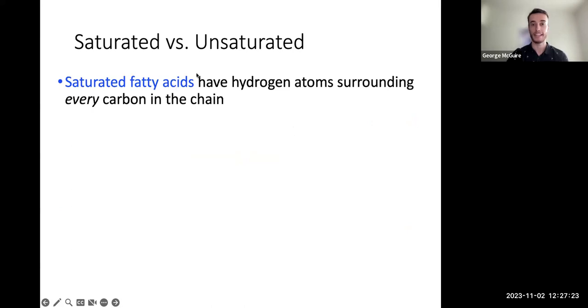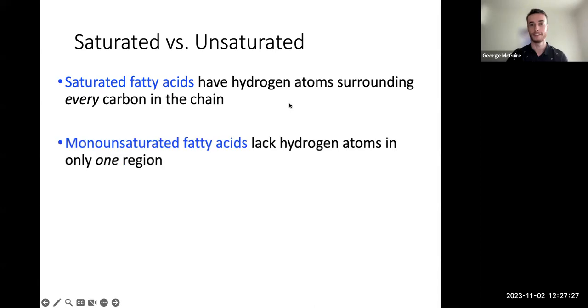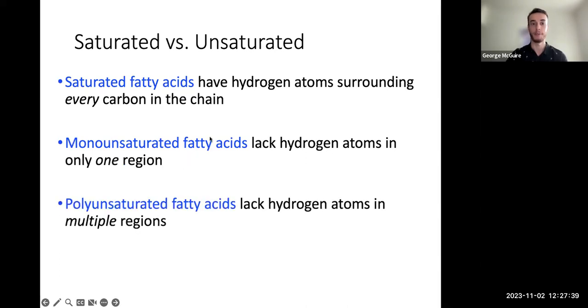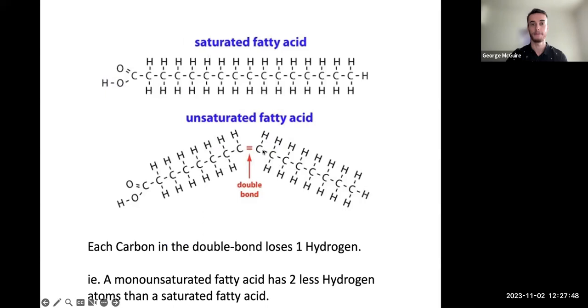So again, saturated fatty acids have hydrogen atoms surrounding every carbon in the chain. Mono unsaturated fatty acids lack the hydrogen atoms that would have been there in one region because there is at least one double bond between carbons. And then poly unsaturated fatty acids lack multiple hydrogen atoms in multiple regions wherever there is another double bond. So I think this diagram shows it better, right?